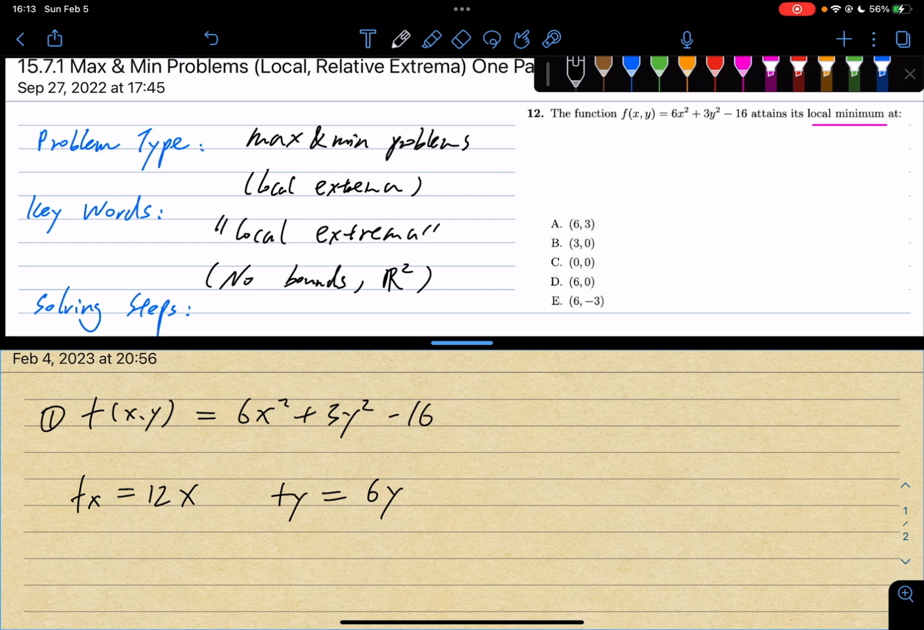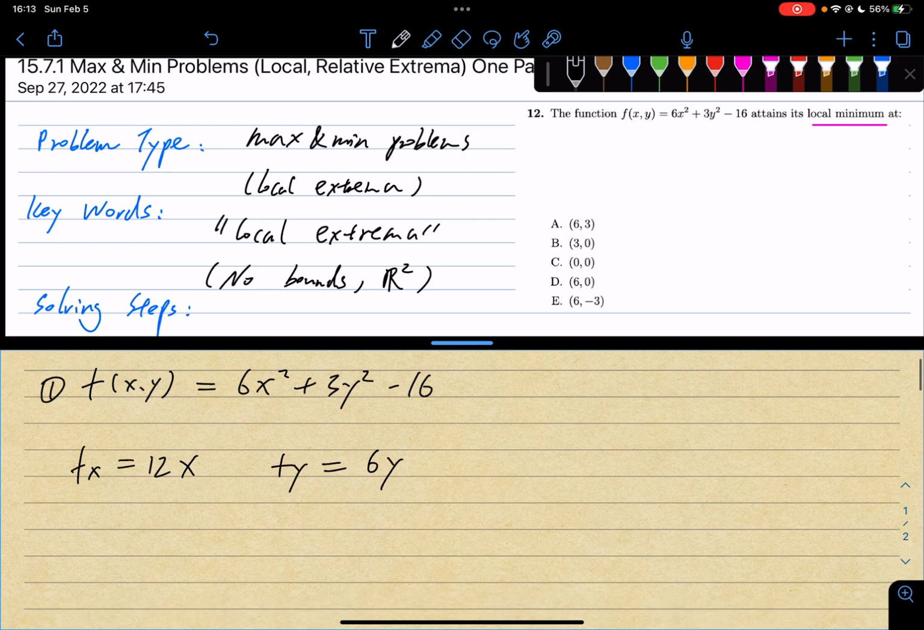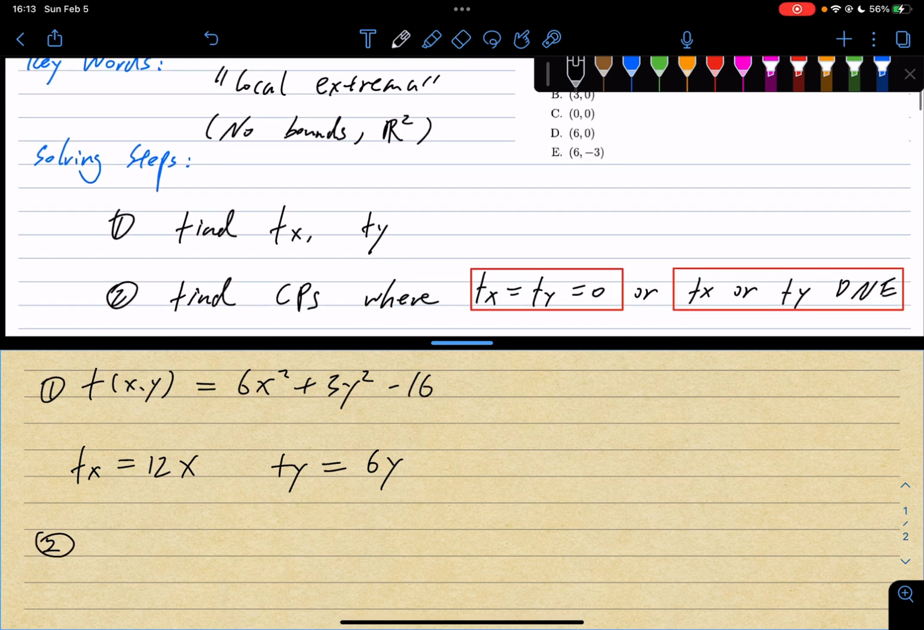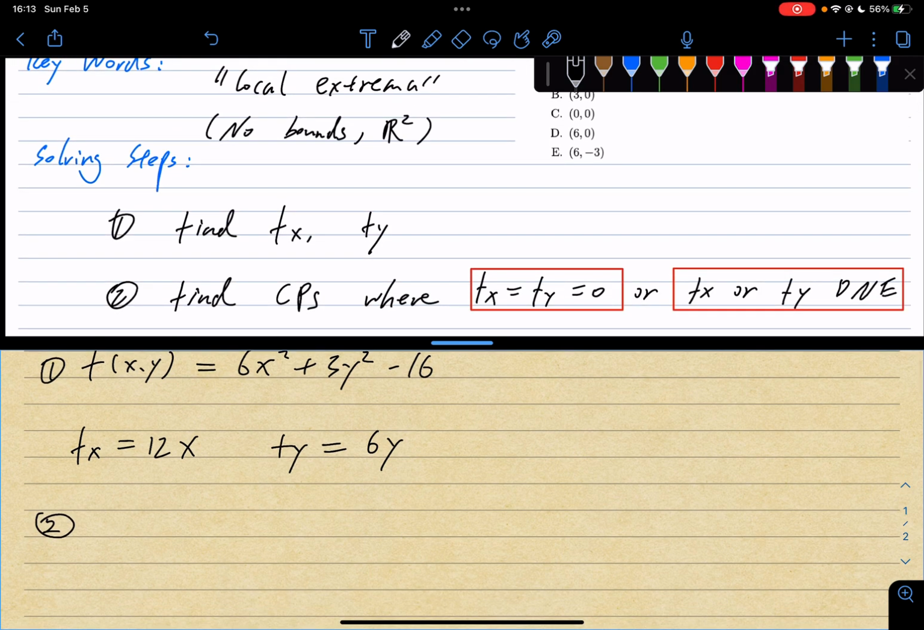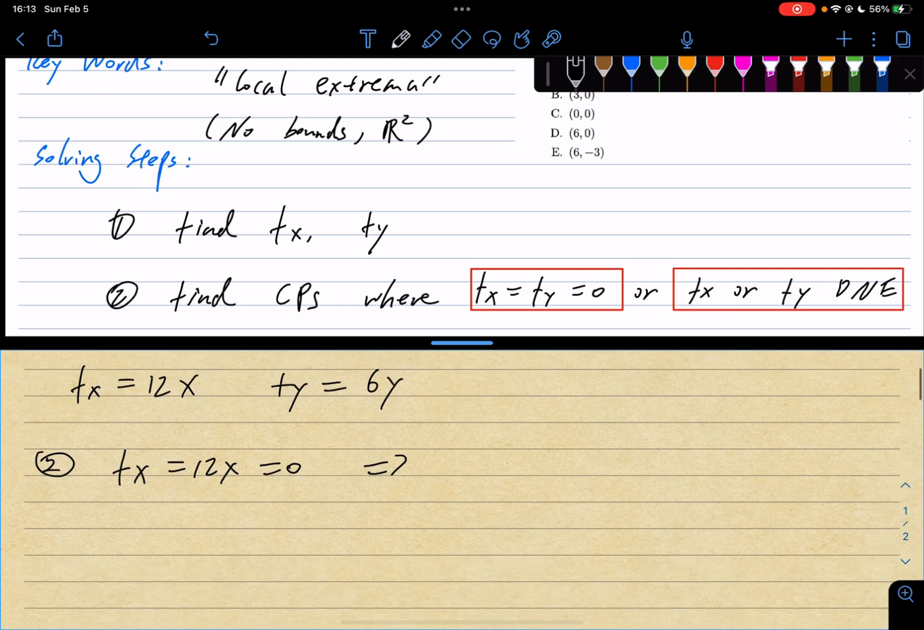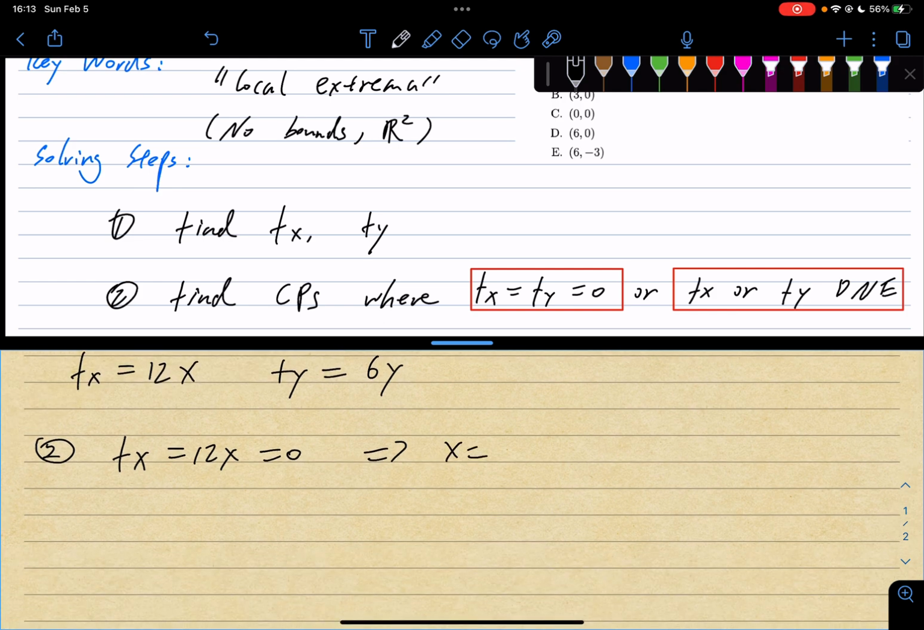That's step 1. Step 2, we're going to find the points where fx and fy equal 0. So fx equals 12x equals 0. That means x equals 0. fy equals 6y equals 0. That means y equals 0. So therefore, our critical point is (0, 0).